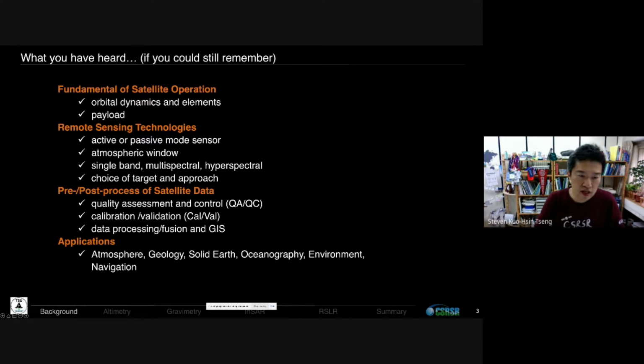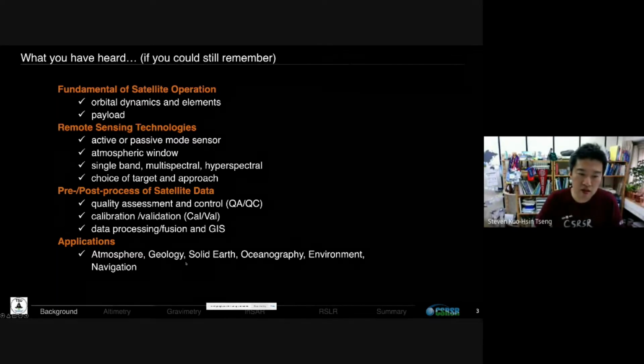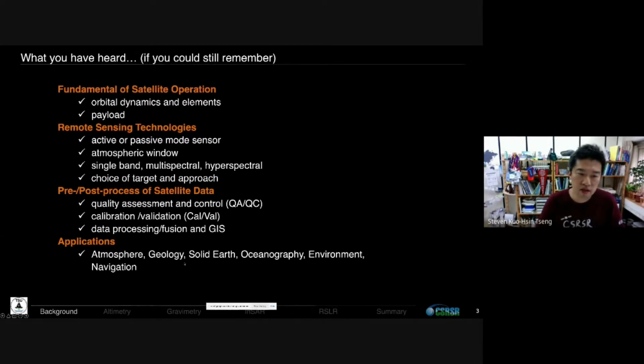So as you know, satellites can apply to a variety of fields. Like in today's class, we will talk about how to measure the ocean surface height and how to measure the land motion. And also how to calibrate the InSAR data by using GPS. So sometimes it's a cross-disciplinary study, not just one particular field.